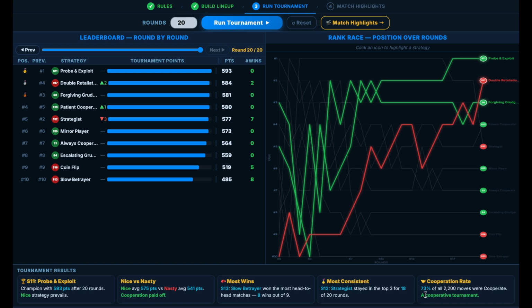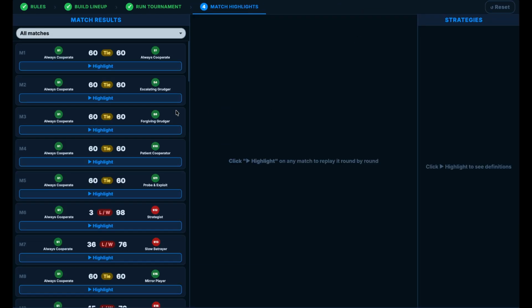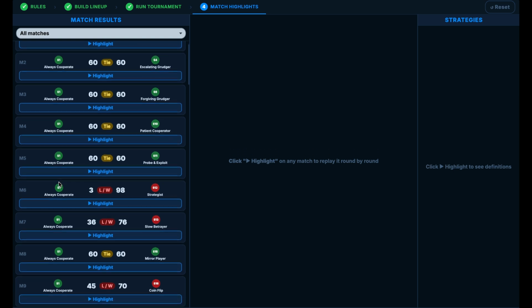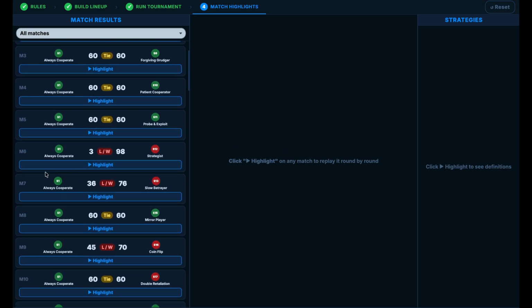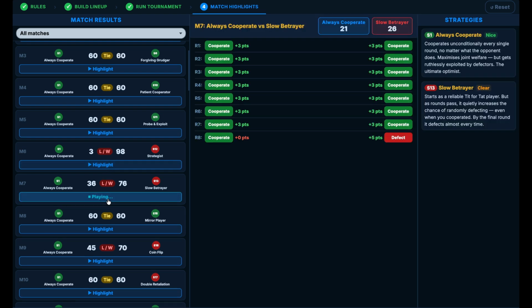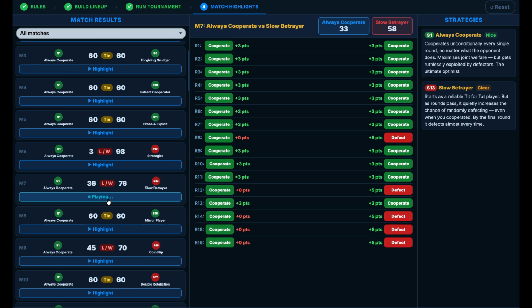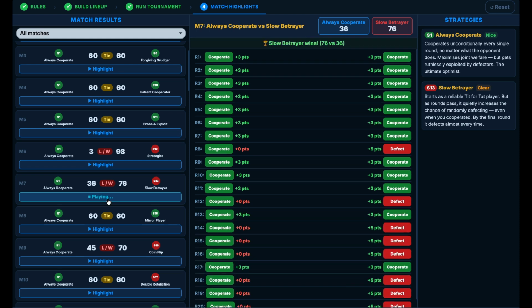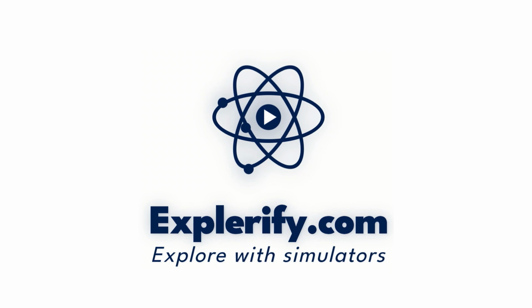This is the key insight of the iterated prisoner's dilemma. In repeated interactions, sustained cooperation often outperforms short-term aggression. In this simulator, if you want to deep dive and explore how each strategy performed in their individual matches, you can observe that too by switching to the Match Highlights tab. Just click on the highlight button, and you can observe the individual matches too. This makes it easy to understand not just who won the tournament, but why they won.